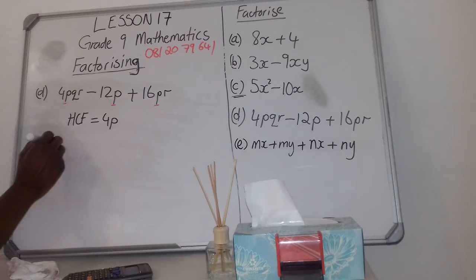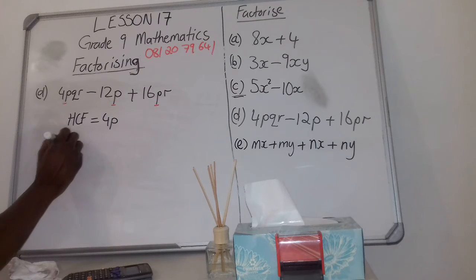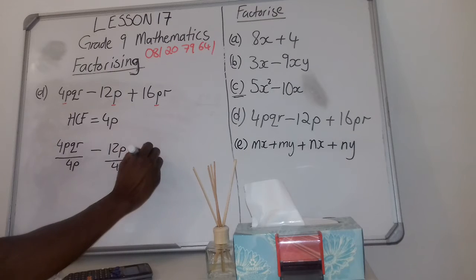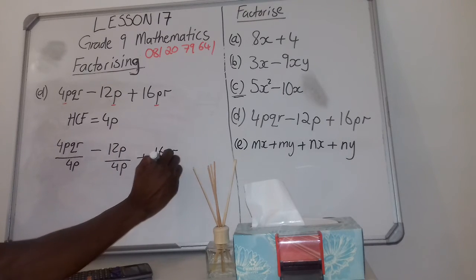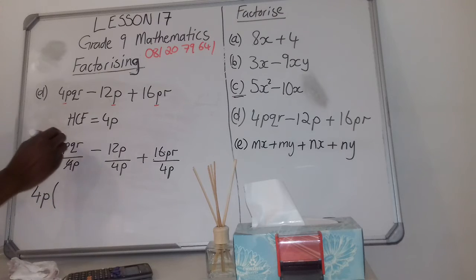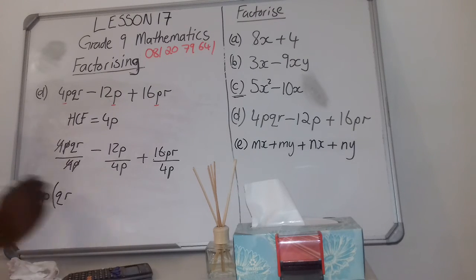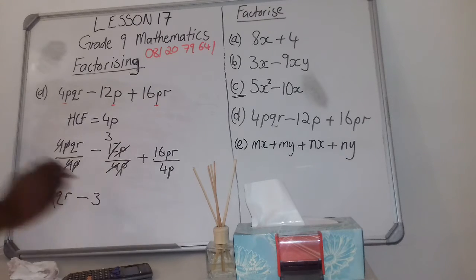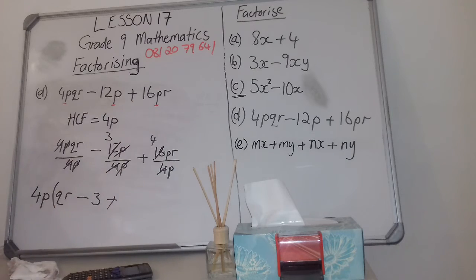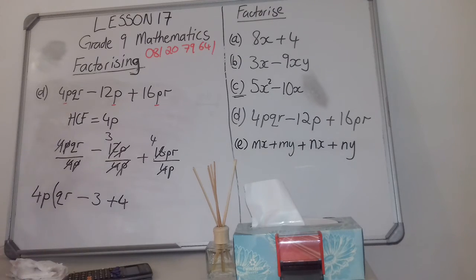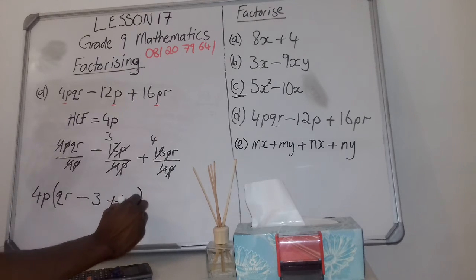Alright, let's start factorizing. So we divide each term by our highest common factor: 4pqr divided by 4p minus 12p divided by 4p plus 16pr divided by 4p. Remember the next step: you put the highest common factor outside the bracket. Then you start dividing. The 4 will cancel out, the p will cancel out, then you have qr remaining, minus 4 goes into 12 three times, so you put a 3 here, the p will cancel out. Plus 4 goes into 16 four times, so you put a 4 here, and then the p will also cancel out, remember with an r, and that's it.